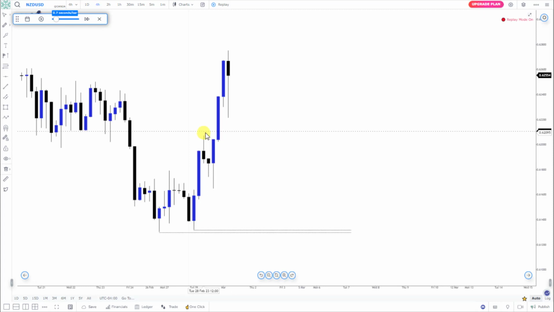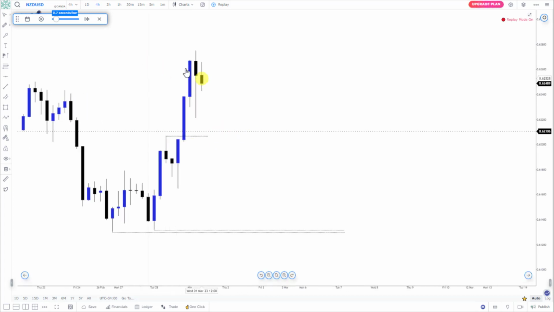Although price took the liquidity at this area, what you can actually see before price took it is that this was the higher high, but over here we have a lower high, and this was a lower high. So this was the buy side liquidity. This area was the buy side liquidity before price took the liquidity resting above that high.